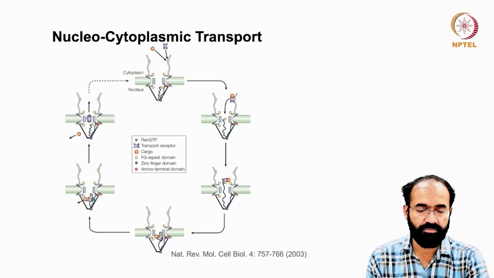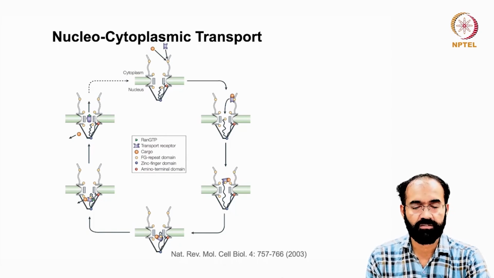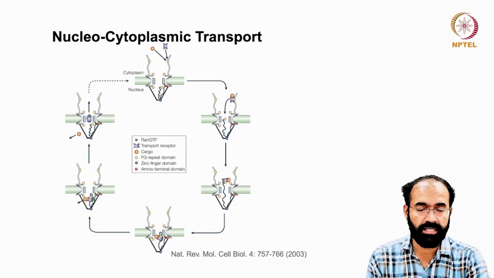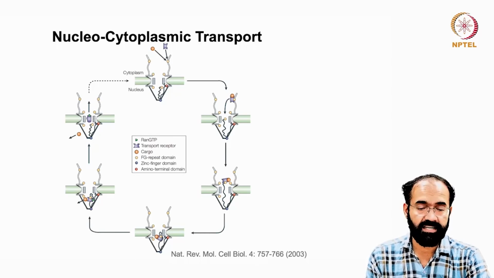For convenience, you can start from any particular location, and you need to understand this key here. This particular blue color shape is RAN GTP, and this big purple one is the transport receptor, and the orange color one is cargo, and the small yellow circle is the FG repeat protein. FG stands for phenylalanine glycine repeat containing protein, and this blue circle is the zinc finger protein, and this reddish circle is the amino terminal domain of the protein. So this key is given for our easier understanding.